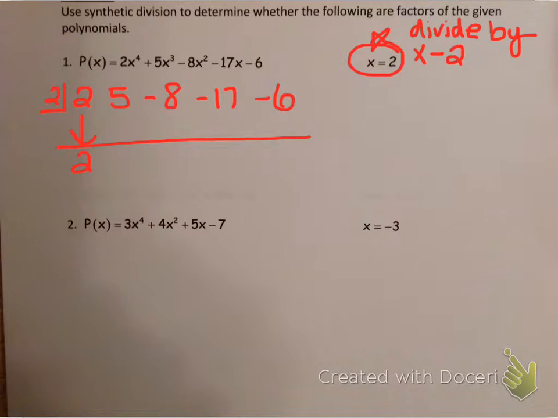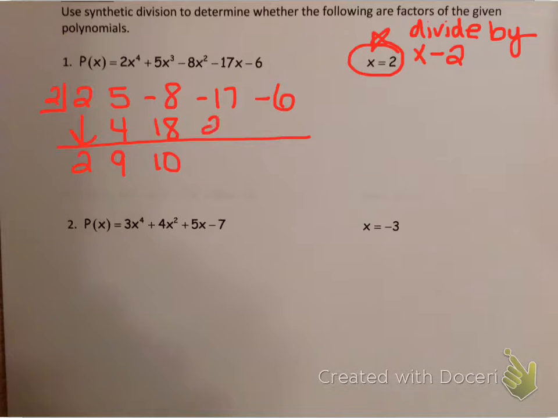Okay, so carry my 2 down. And remember the 2-cycle pattern. So we multiply diagonally. So 2 times 2 gave me 4, and then I add down, which gives me 9. And I know it's a little repetitive. I'm more going through the steps for those people who were absent yesterday. 2 times 9 is 18. And then we add down and we get 10.